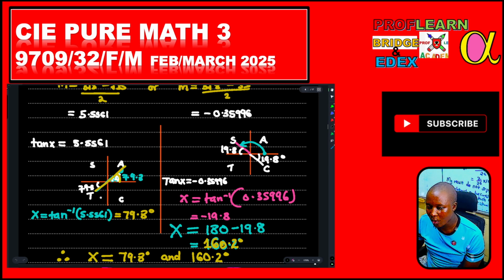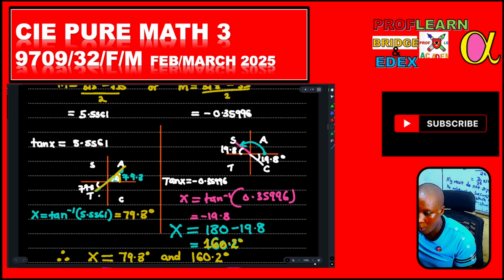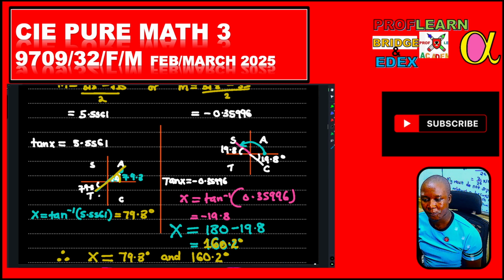So once you have gotten that, you are supposed to solve for tan x, because at the end of the day, what we want to find is the value of x, the angles that satisfy those trigonometric equations. So we are going to say tan x equals 5.55. This is where tan is positive. Tan is positive in the first quadrant and in the third quadrant.